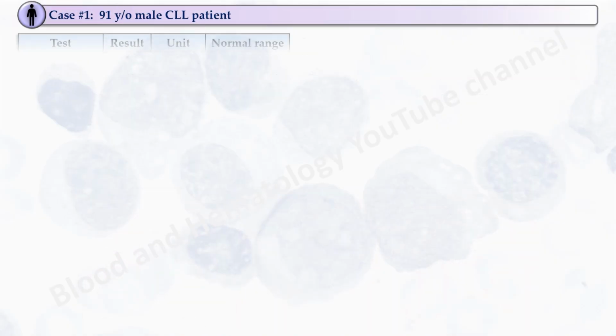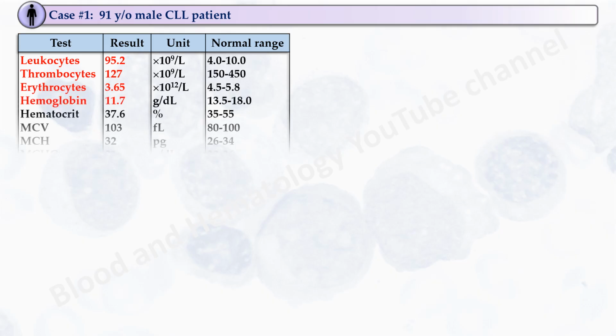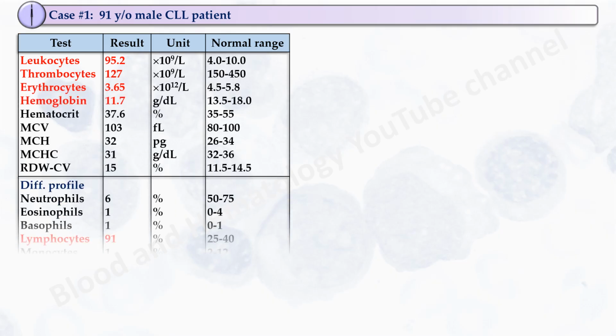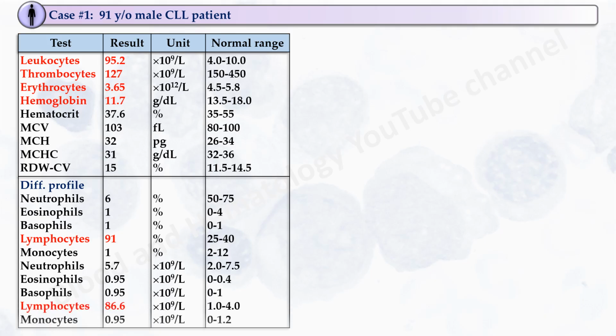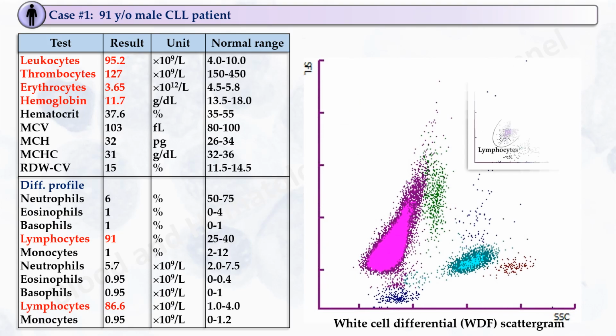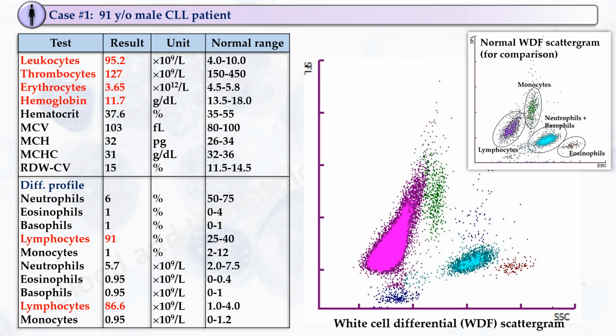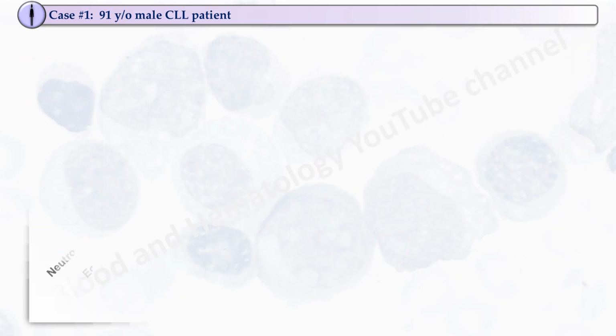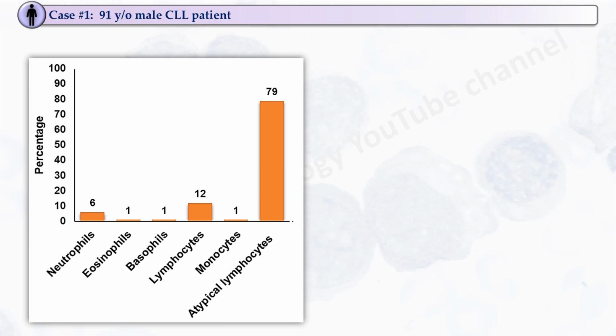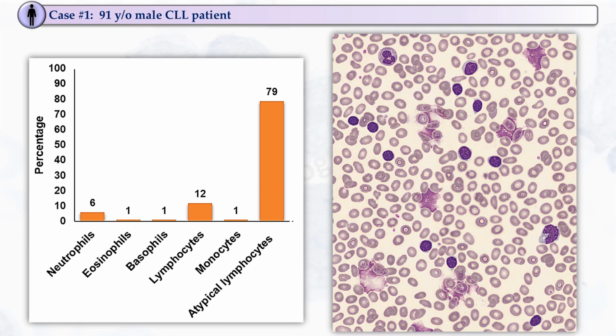The first CLL patient for presentation is a 91-year-old man with marked leukocytosis, thrombocytopenia, mild anemia, relative and absolute lymphocytosis, and a large cluster of the lymphocytes in the white cell differential scattergram. 79% atypical lymphocytes were counted in the manual leukocyte differential count. Low-power peripheral blood smear evaluation showed many smudge cells and numerous small lymphocytes with rounded nuclei, compact and homogeneous chromatin, and scanty cytoplasm.